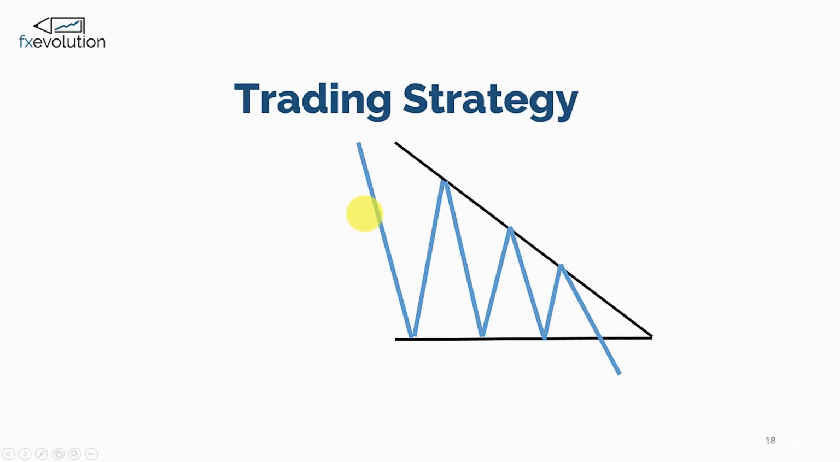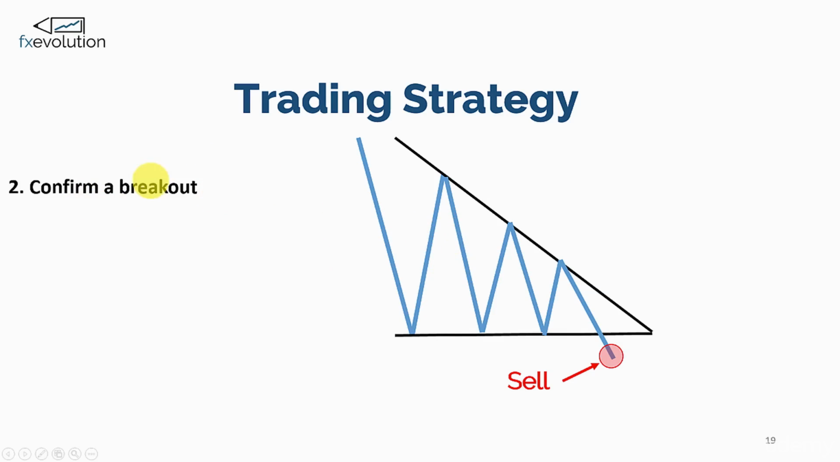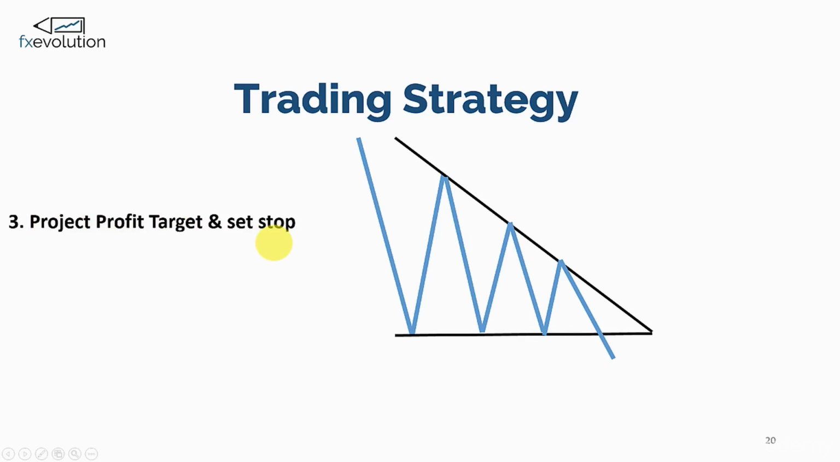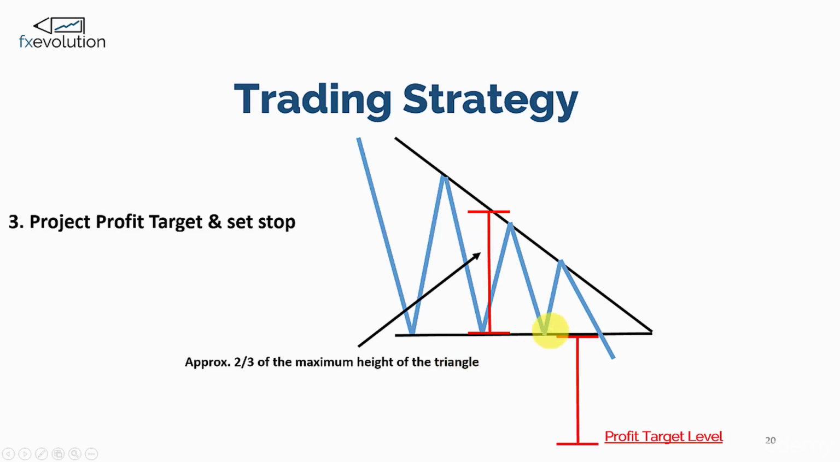So let's look at the trading strategy. We're looking for a breakout to the downside. We're going to wait for confirmation of the breakout. So if we're trading a 1 hour chart, we're going to wait until the 1 hour chart closes below. That's very important. We need to make sure it closes. We'd sell into this market, and then we project our profit target and set stop by taking 2/3 of the maximum height of the triangle, projecting that out as the profit target level with a stop below the previous high.